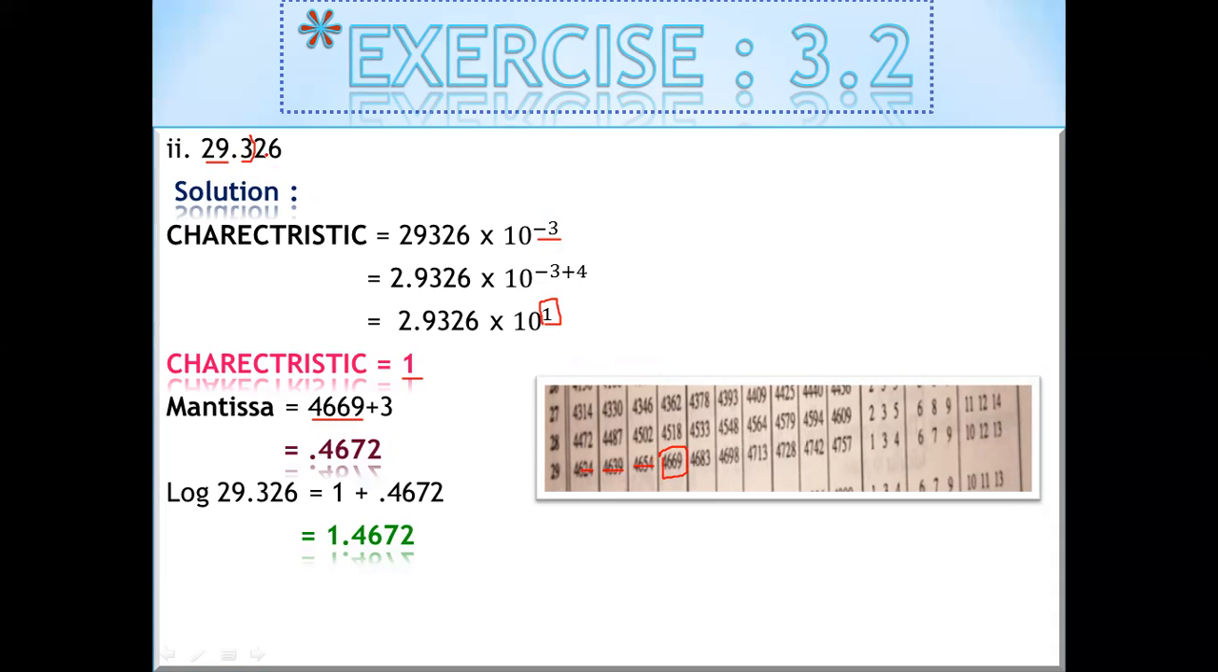4669. And again, because there are 2 after 3, we see the difference 1, 2. In the difference column, there is 3, so we add 3 in 4669. After adding the difference, 4672, and we put the decimal here because this is the Mantissa. Again we write 1 plus 0.4672. 1.4672 is the log of 29.326.